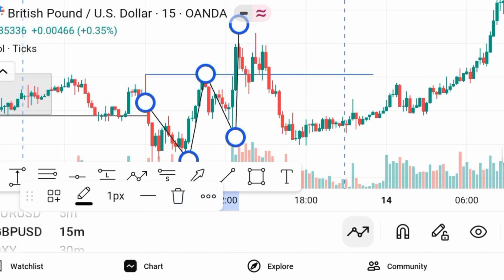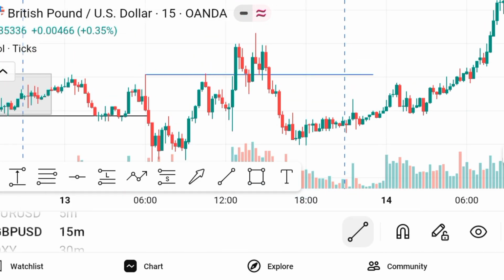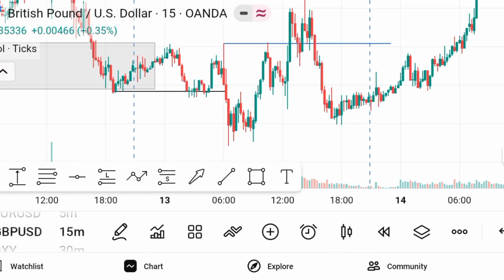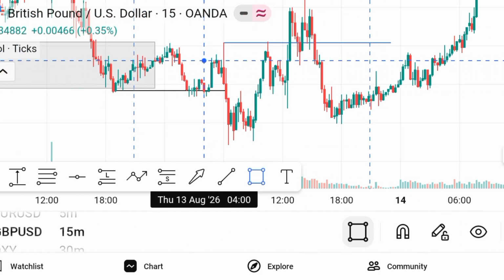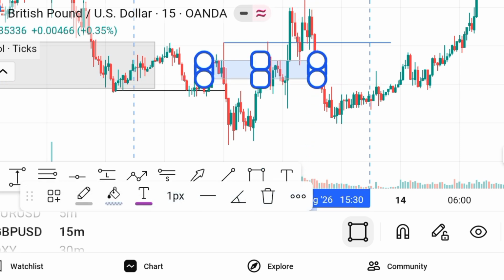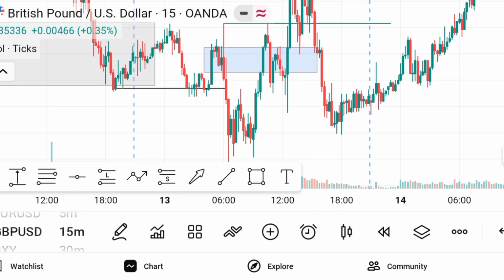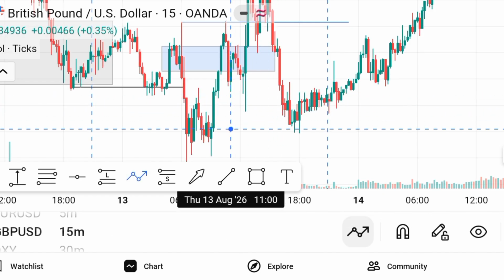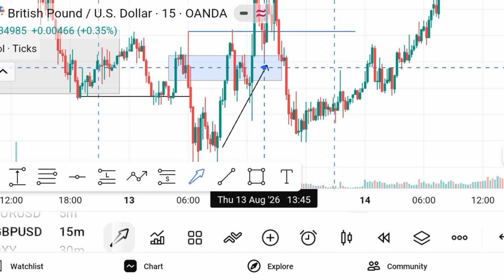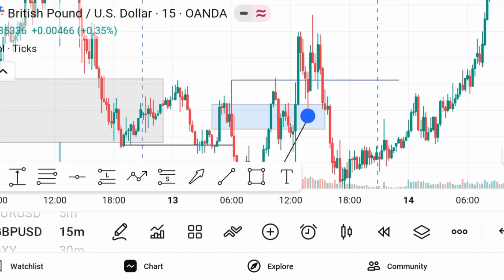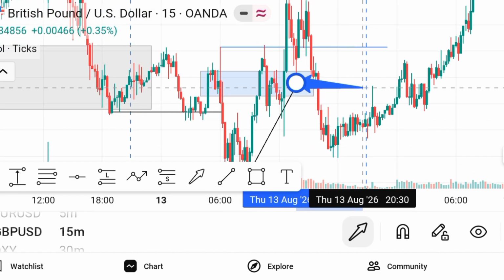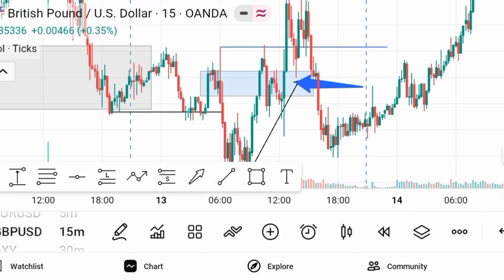Let me delete all of these things again to make this chart clearer. Remember, when market got to our POI, this was the last order block that was created. If this sell was to continue selling, the market would have come from here, tapped into this POI, and continued selling to the downside. This is what we would have been expecting.